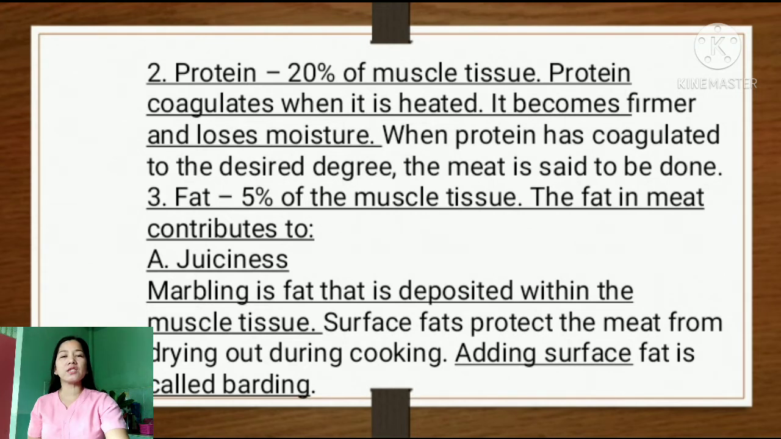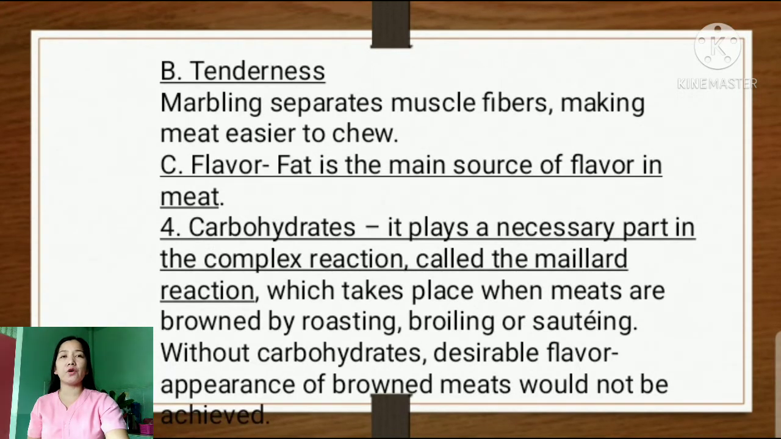Okay, it contributes aside from juiciness, letter B, its tenderness. Marbling separates muscle fibers, making meat easier to chew. And letter C is flavor. Fat is the main source of flavor in meat. So, fat contributes to the juiciness, tenderness, and flavor of the meat.